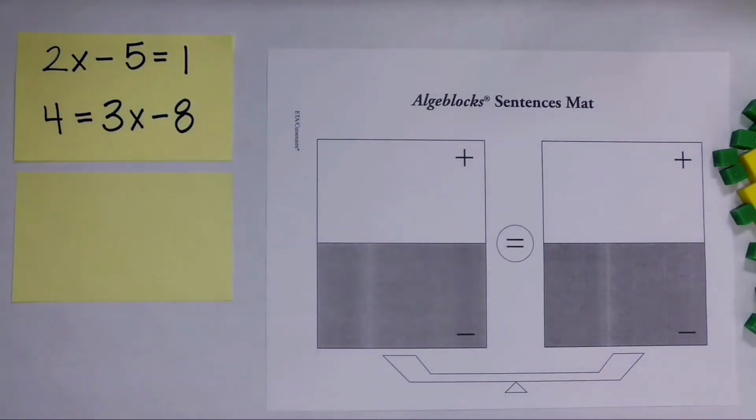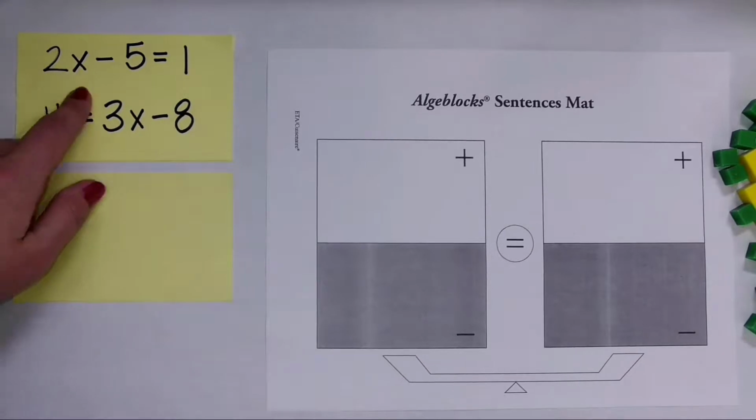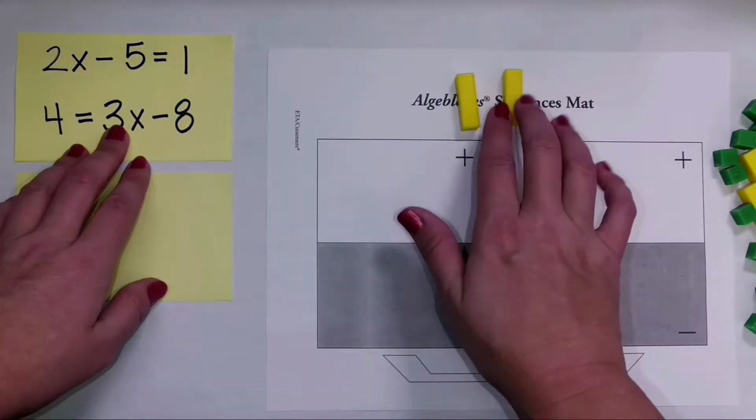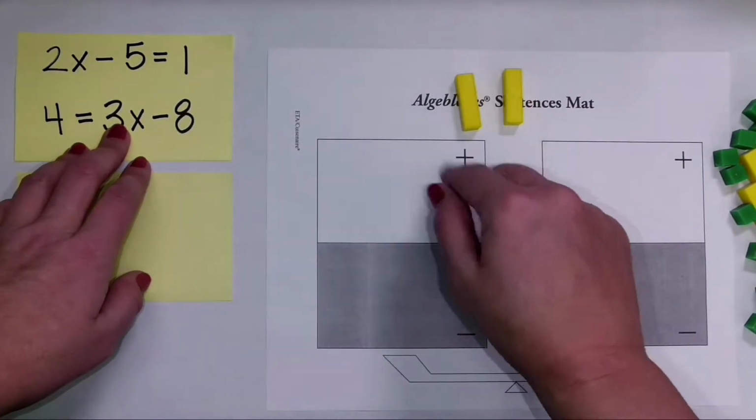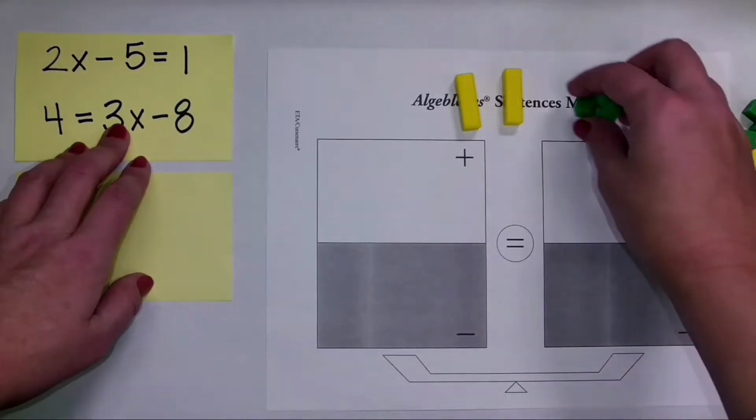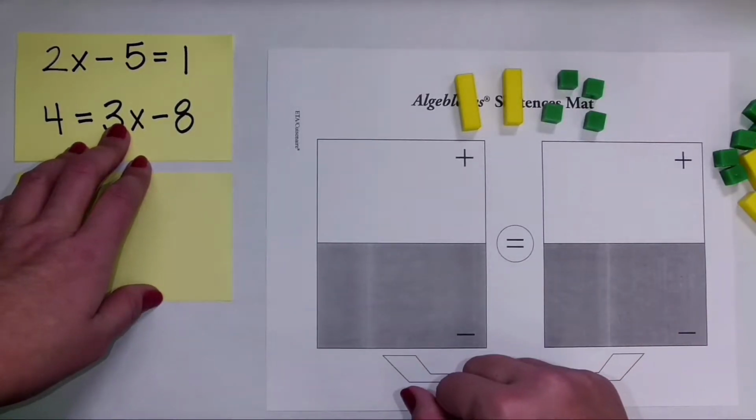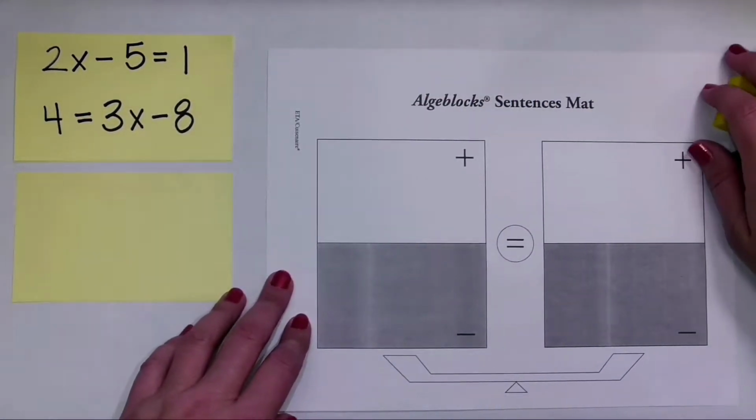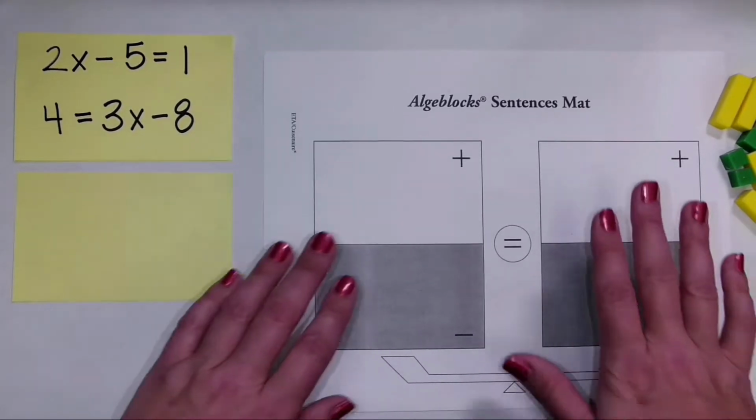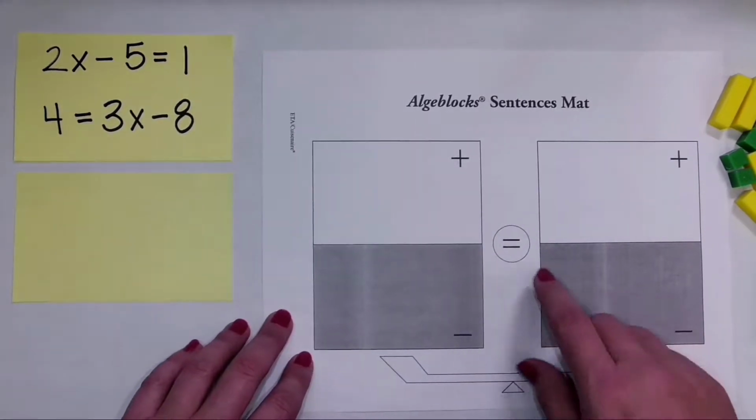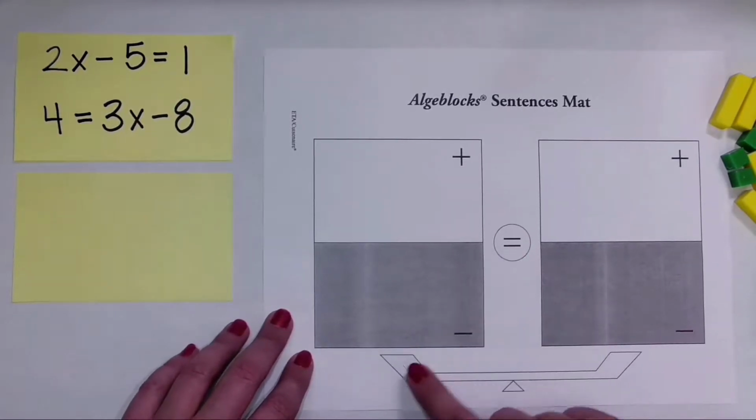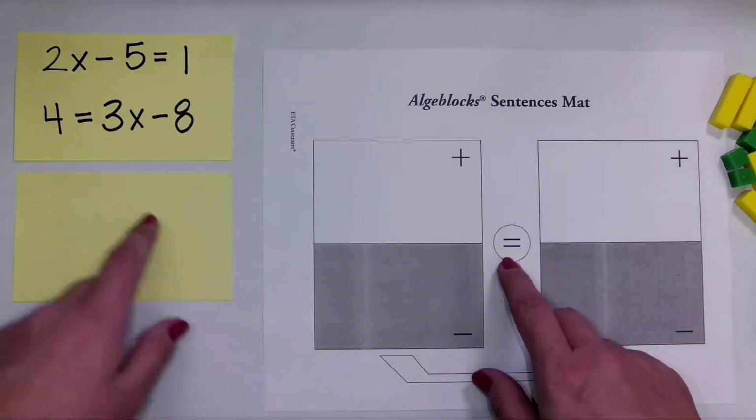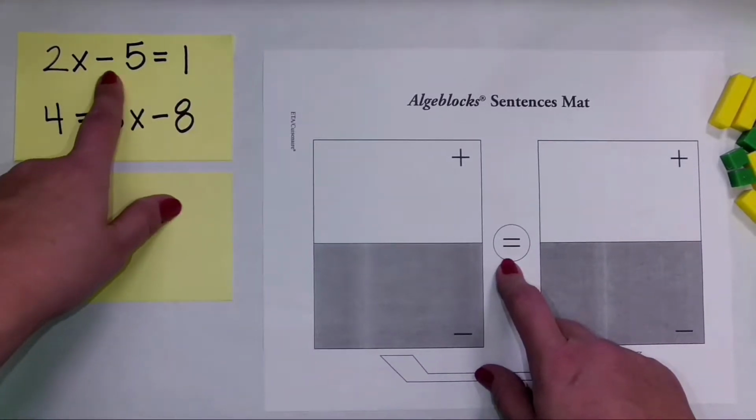So we're going to solve the problem 2x minus 5 equals 1. So let's go ahead and get this set up. Now with our Algeblocks, when we have these yellow rods, each of these represents a variable. So each of these today will represent x. And then we have these green cubes, and each of these cubes represents our constant. So each of those cubes will represent the quantity of 1. I'm going to scoot those to the side so they're there if I need to use them, and I'm going to focus on using my sentences mat. Notice that that sentences mat has an equal sign in the middle and a balance to indicate whatever we do to one side of the equation, we do to the other side. And I'm going to use this sentences mat anytime I'm solving for x.